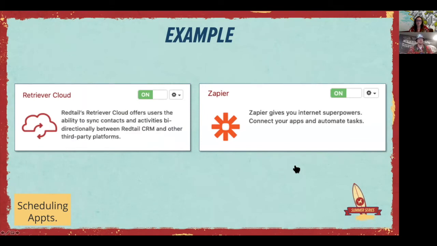So the way it works is we take Redtail CRM, we integrate it with Zapier, and then we can create what are called Zaps to integrate with different scheduling apps. Now, this would be for users that aren't already using Google Calendar or an Office 365 calendar and can integrate via Retriever Cloud. Either way you do it, it works well.